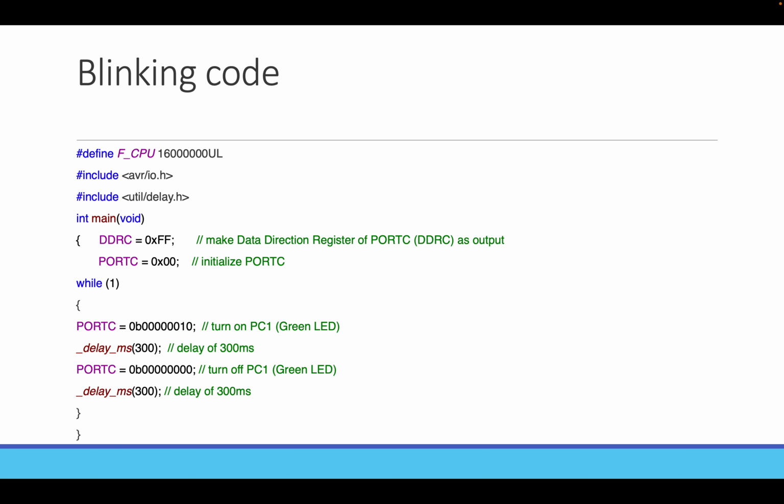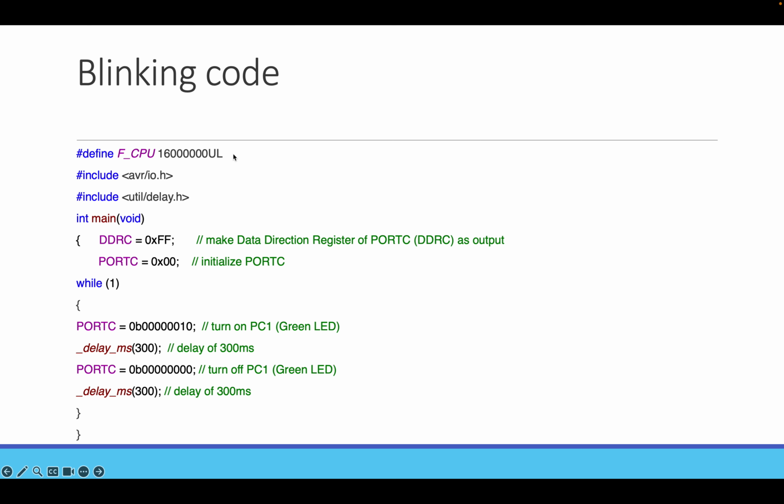Demonstrate how to compile a blinking code for ATmega32 using the Microchip tool and simulate it using Proteus. Firstly, we will begin with the blinking code itself.